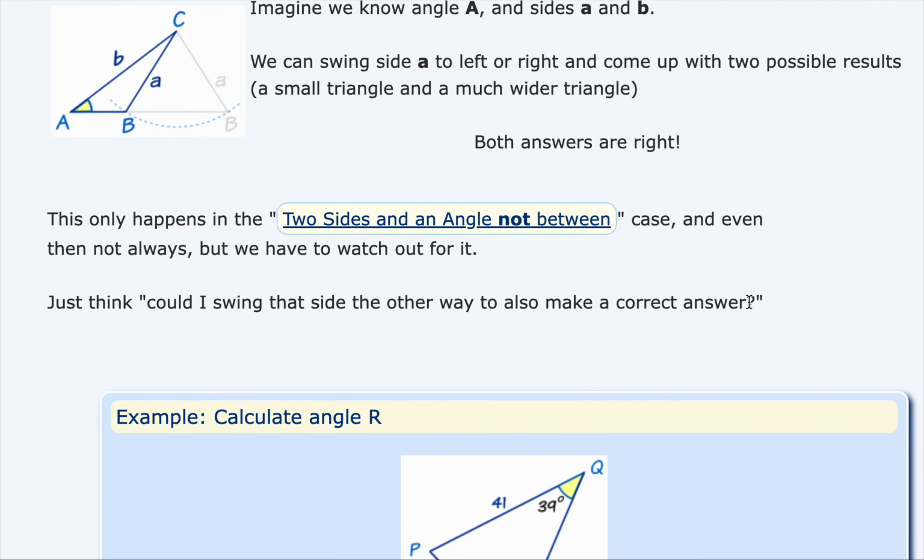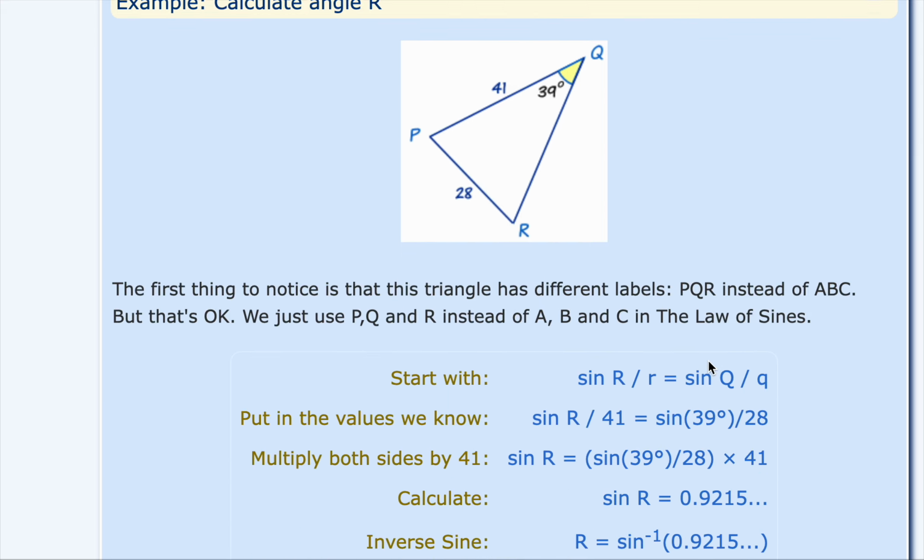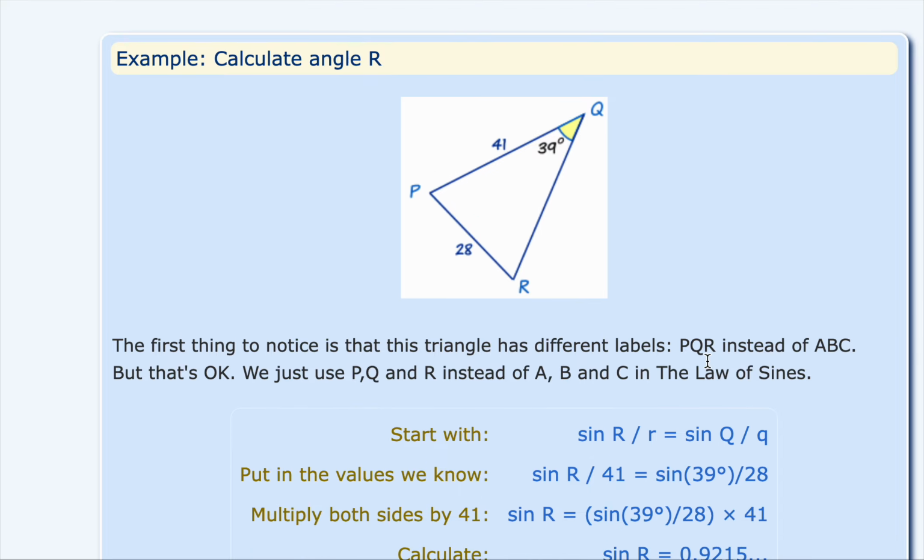This happens if two sides and an angle that is not in between them come up in the problem. Not in between them means not the included angle. So if you have two sides and a non-included angle, then you will have that situation. Take a look at this example.